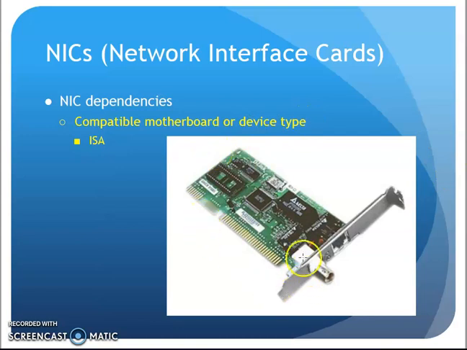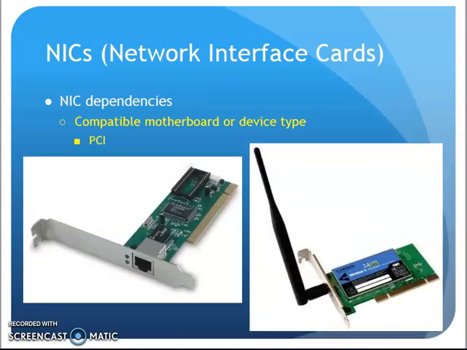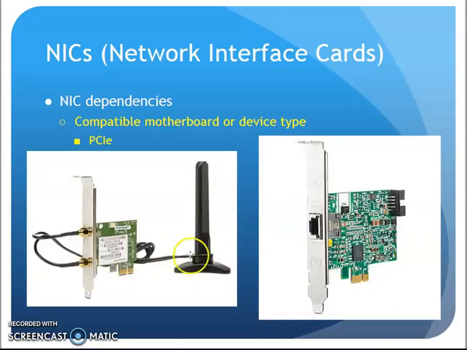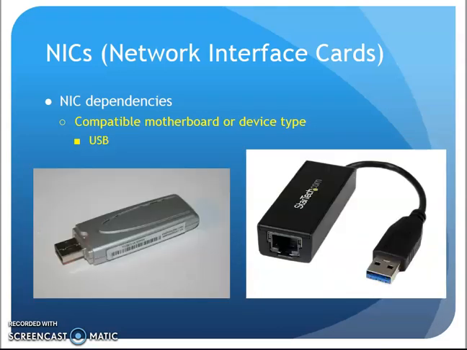Here's a close-up of the really old ISA slot for a network card. You notice that's a coax connection right there for a coax bus. Here's PCI. Here's a wired Ethernet PCI slot, and then here's a wireless that we're going into a PCI slot. And then here's PCI Express. Here's a wired NIC with PCI Express, and then here's a wireless NIC with PCI Express. Just getting you to see some of these up close.